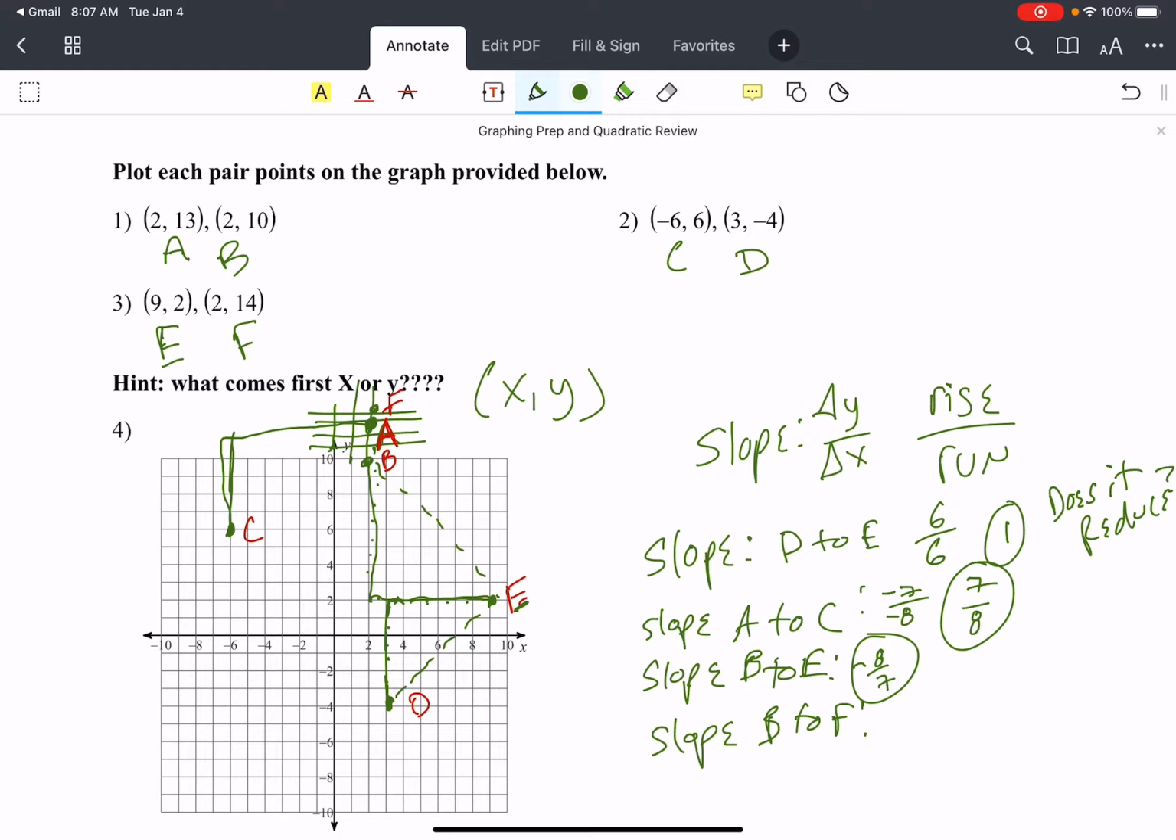It was like 4 over 0. What happens when I have 0 on the bottom of a fraction? Is that okay? What do you guys think? What's my calculator going to tell me? Do you just do 0? Error. Mayday. I can't divide by 0, right? That's one of our math errors.